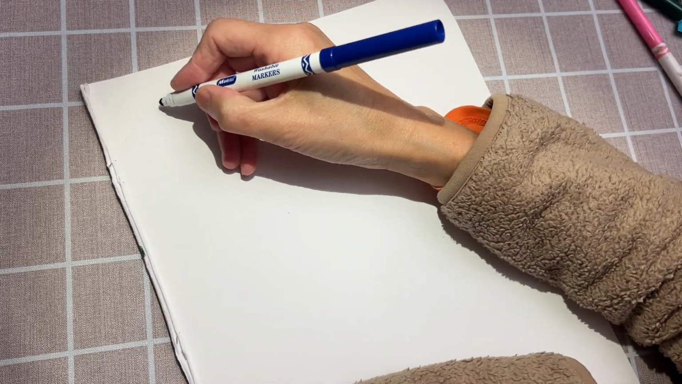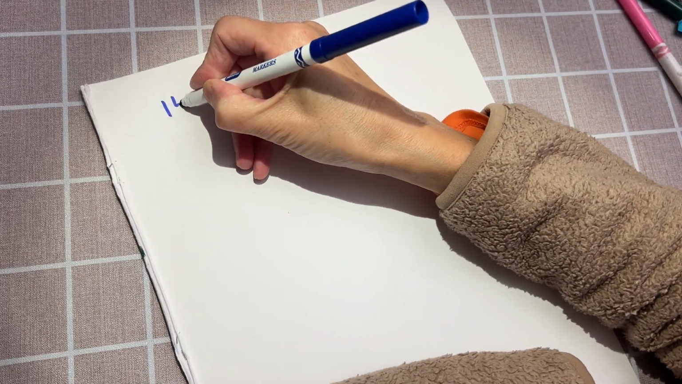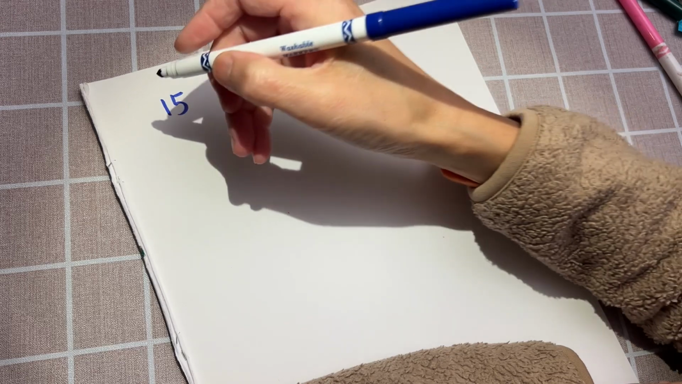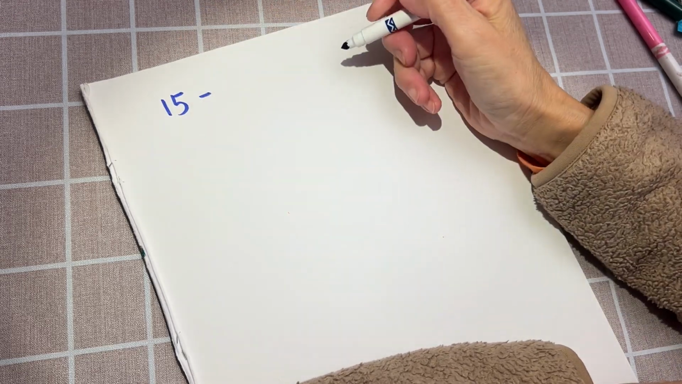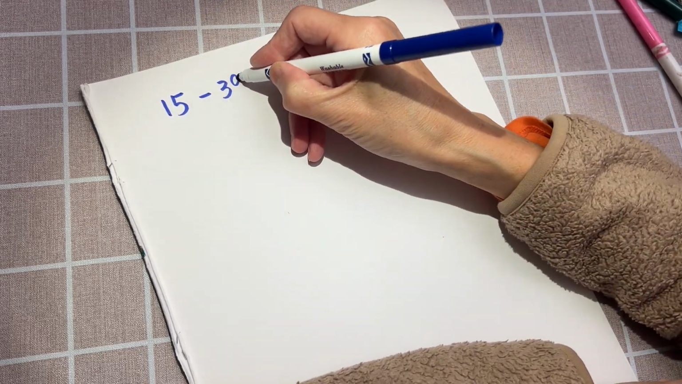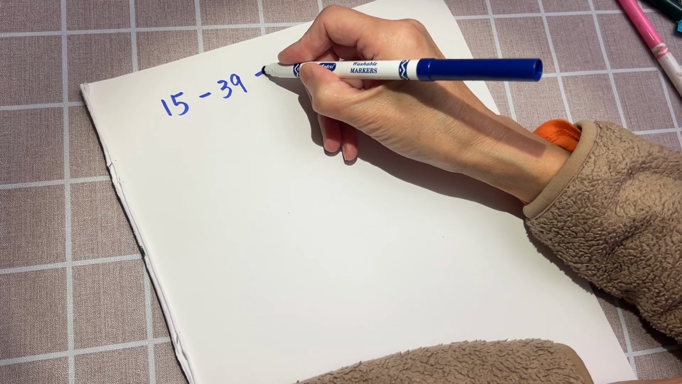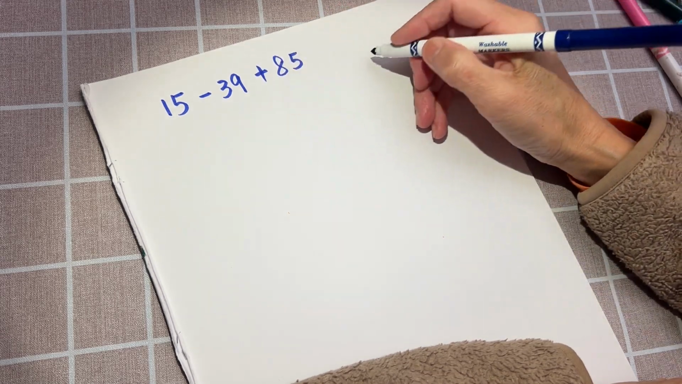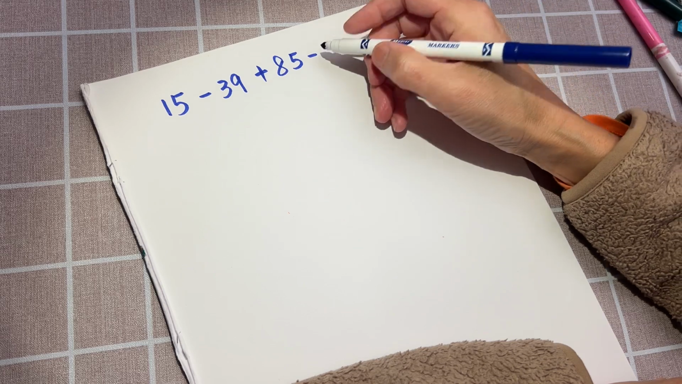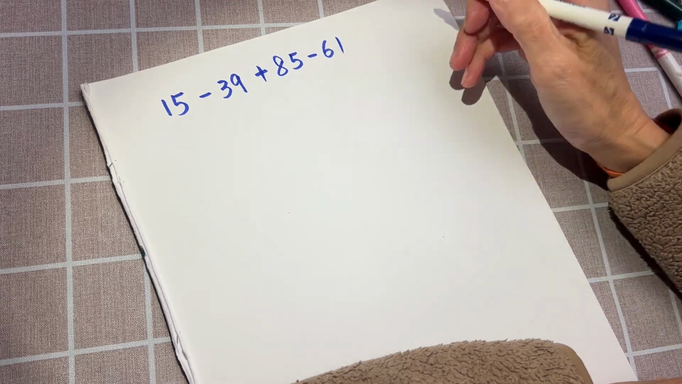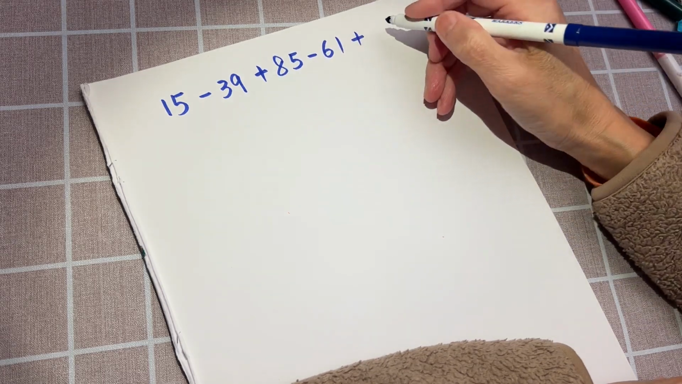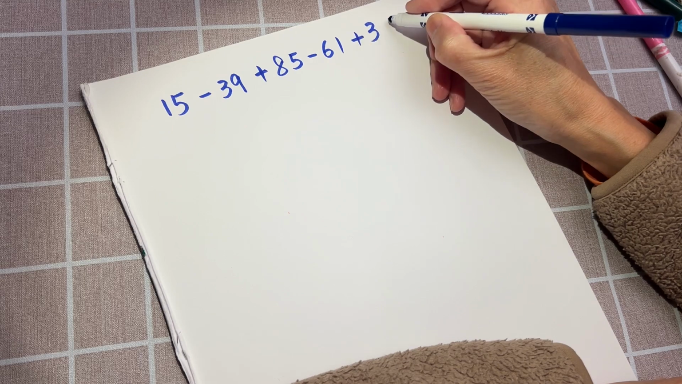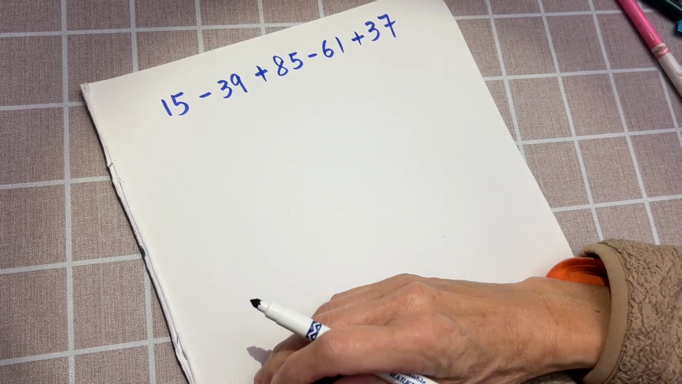Okay, hello dear friends, let's do some math. 15 minus 39 plus 85 minus 61 plus 37.